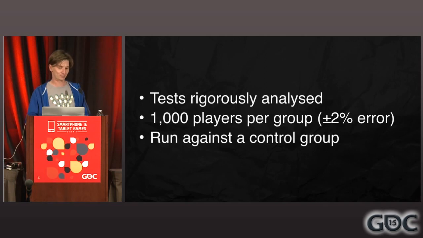For our retention tests, we have 1,000 players per group, which gives us a plus or minus 2% error. Not perfect, but it's pretty good. And it was always run against a control group. Because we were dealing with such small time frames, like 1-week time frames, we always had a control running at the same time to deal with time pollution. Because there might be a public holiday in some country that we're soft launched in, and so we get way more people playing that day just because they're not at work or at school. So it was important to always have that control group there.